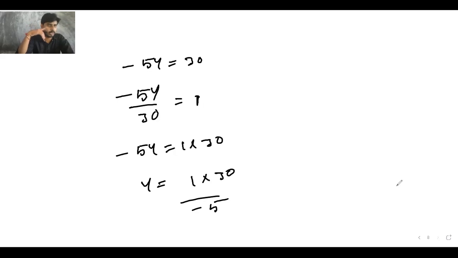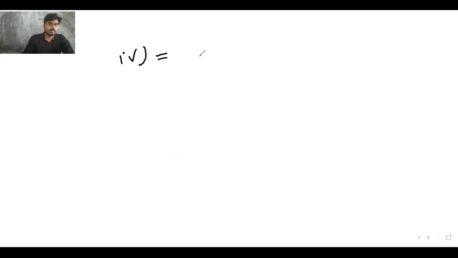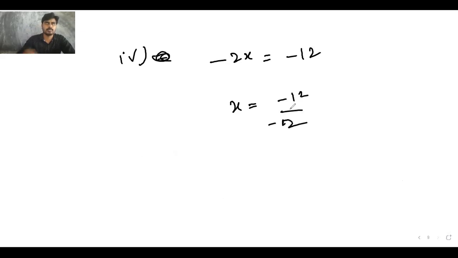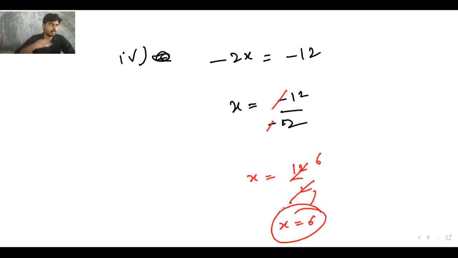-4x. Okay, -4x -12. Then I transpose -2 to this side. Fourth question, -2x is equals to -12. What you transposed? -2 to right side. What it became? -12 by -2. Very good. X is equals to -12 by -2. Minus will get cancelled. And 12 by 2 again. 2 1s are 2, 2 6s are 12. X is equals to 6. 6 by 1 is nothing but 6.